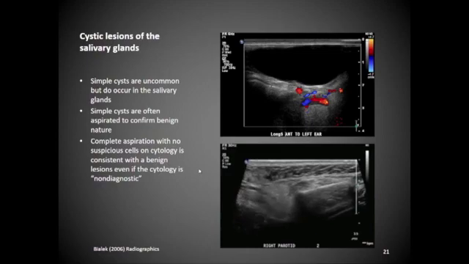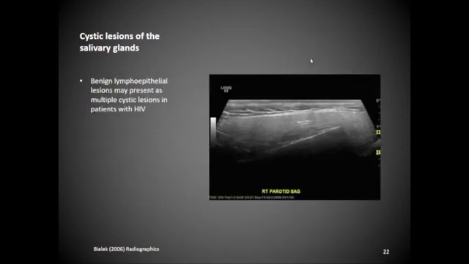You can get simple cysts in the salivary glands, particularly the parotid. You're not going to biopsy something like this in the thyroid. In the parotid glands, not uncommonly, we will aspirate these just to make sure that it is a simple cyst. If there's no solid component, you can completely aspirate it, and there are no worrisome cells in the aspirate. You can say this is a benign lesion, even if the cytopathology is technically non-diagnostic, but the radiology report saying it was completely aspirated with no solid component is necessary for that.